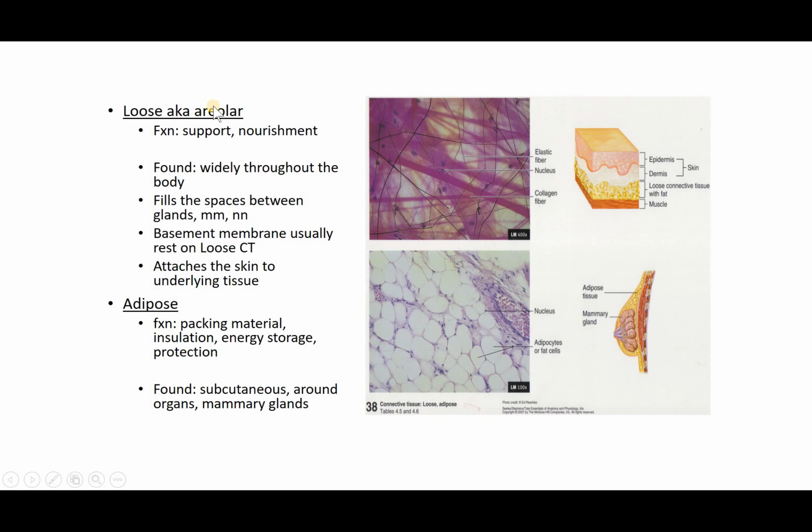Okay, loose, also known as areolar connective tissue, its function is to support and nourish. So here we have a histology slide of what that loose connective tissue looks like. It is found widely throughout your body, filling spaces between glands and muscles and nerves and so on. It also helps attach the skin to its underlying tissue. As you can see over here, there's the loose connective tissue.